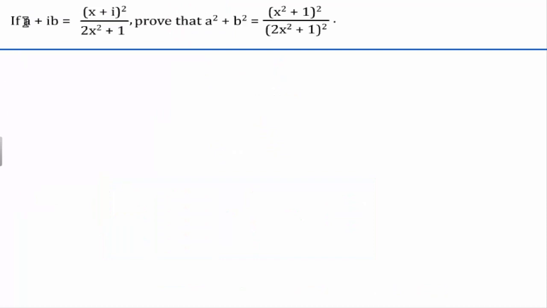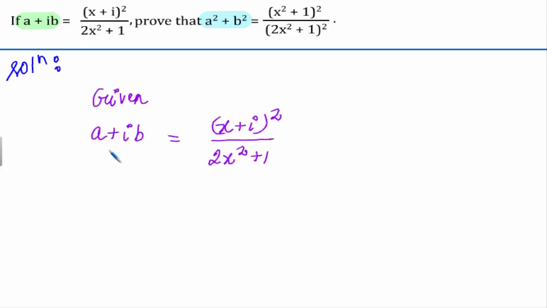In this question, we are given a plus ib is equal to (x plus i) whole square divided by (2x square plus 1). We need to prove that a square plus b square is equal to (x square plus 1) whole square divided by (2x square plus 1) whole square. Let us begin with the solution. We are given a plus ib is equal to this complex expression.